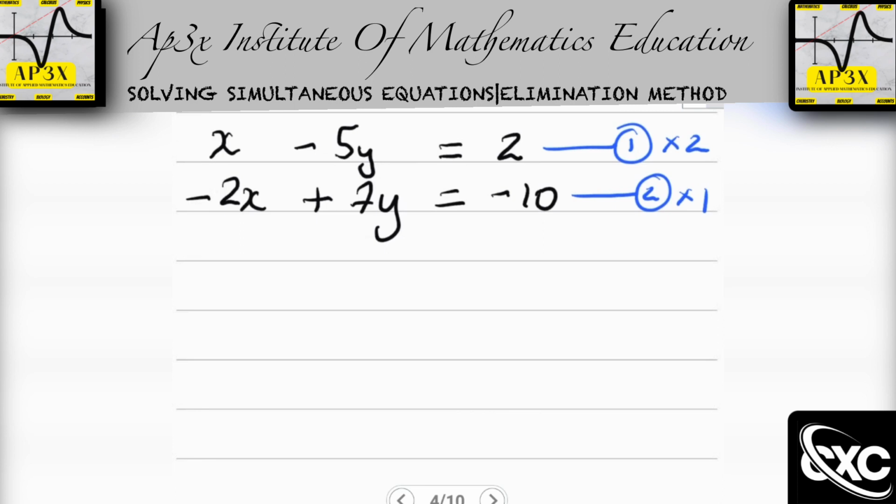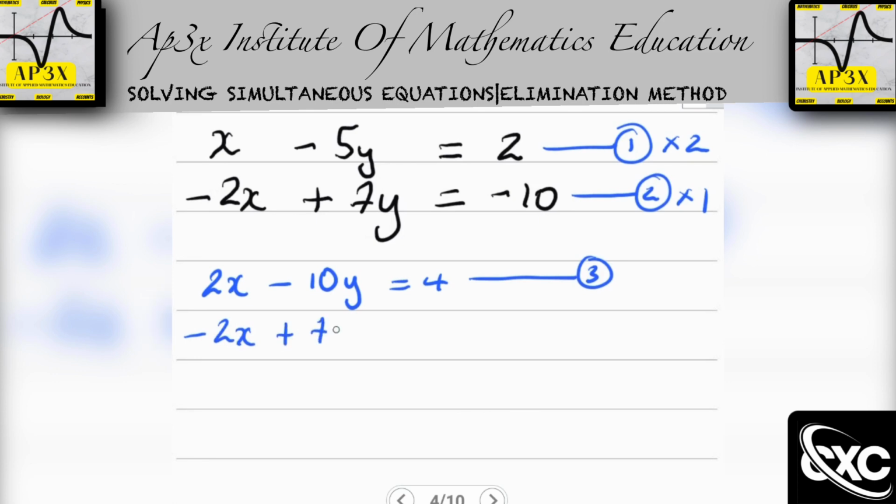So therefore, let's go ahead and then 2 multiplied by x gives me 2x. 2 multiplied by negative 5y gives me negative 10y, and 2 multiplied by 2 is equal to 4. That becomes equation 3. Now, of course, according to the multiplication identity, 1 multiplied by the equation will keep the equation the same. So that becomes negative 2x plus 7y equals negative 10. And that is equation 4.